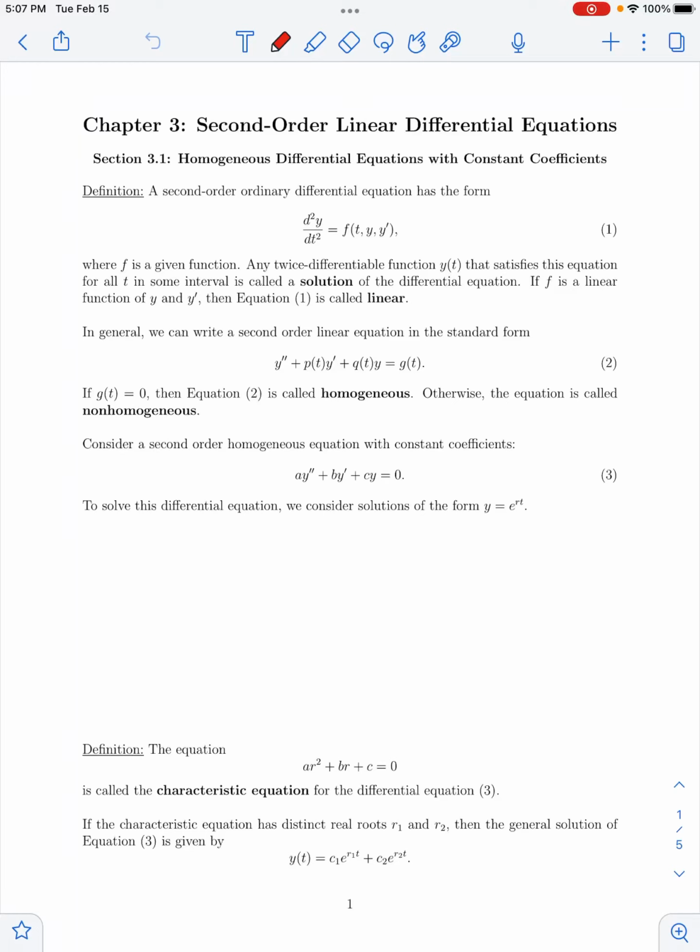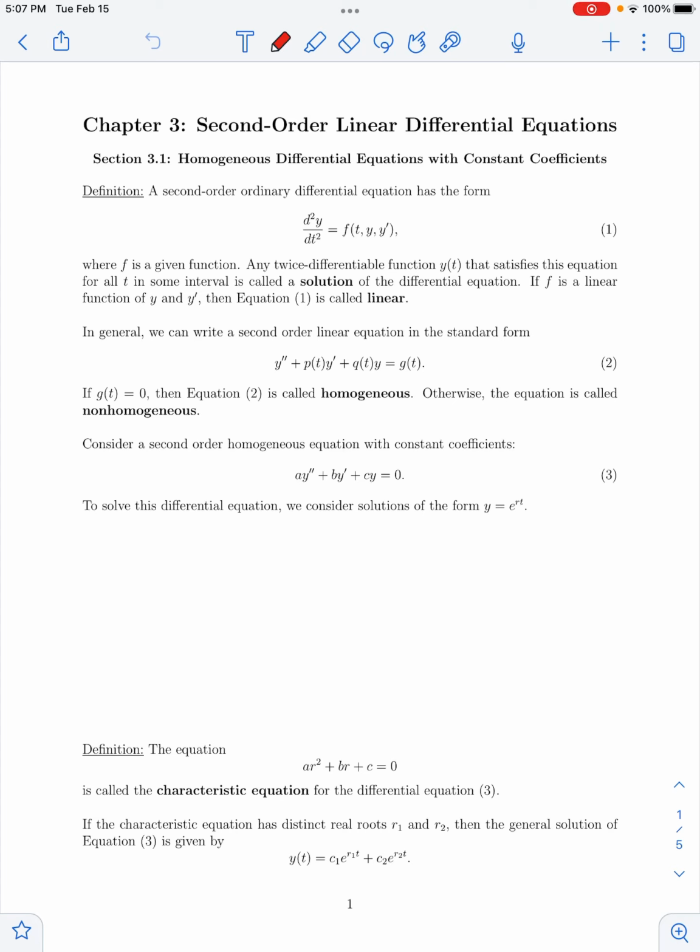Okay, in this lecture we're going to begin our Chapter 3 material on second-order linear differential equations. And in section 3.1 we're going to talk about the simplest case of a second-order linear equation, namely working with homogeneous differential equations which have constant coefficients. So let's begin by introducing some terminology.